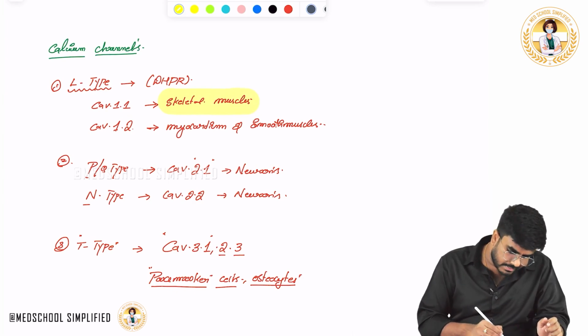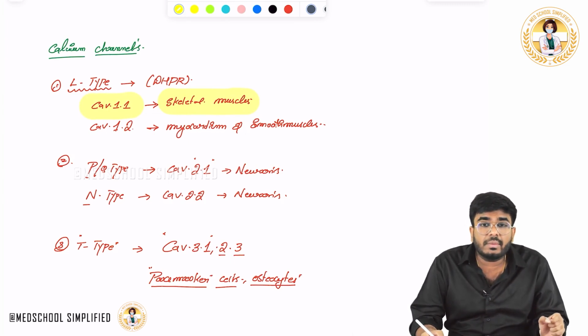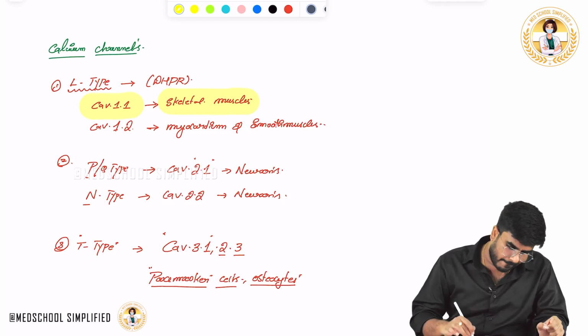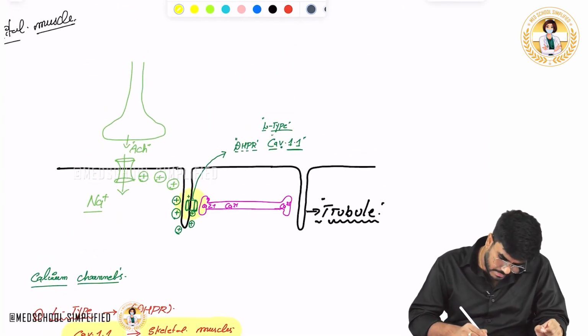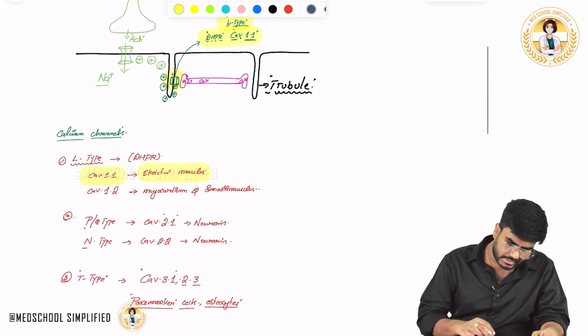On the skeletal muscles, which type of calcium channels are present? L-type. L-type are also called DHPR. Which subtype? CAV 1.1. So this CAV 1.1 type is present.